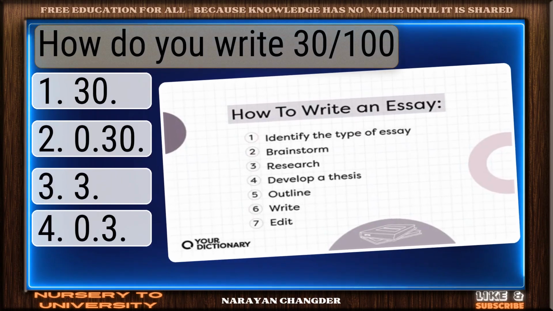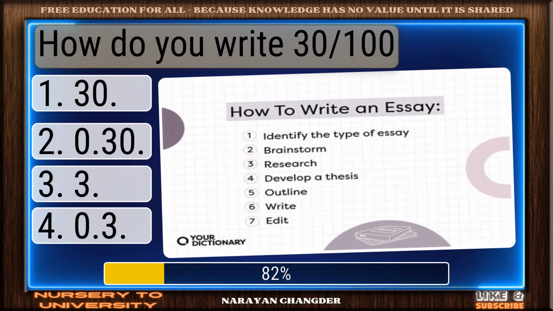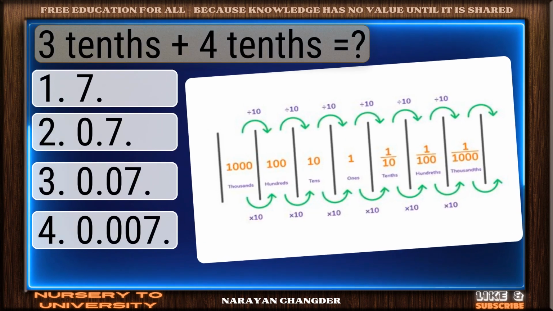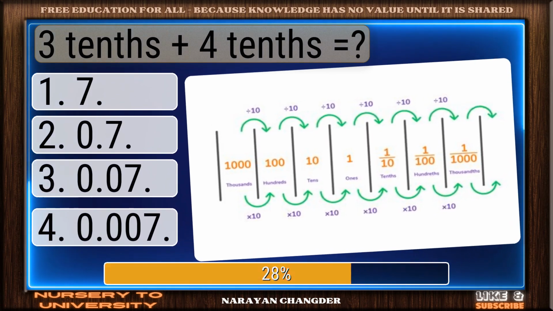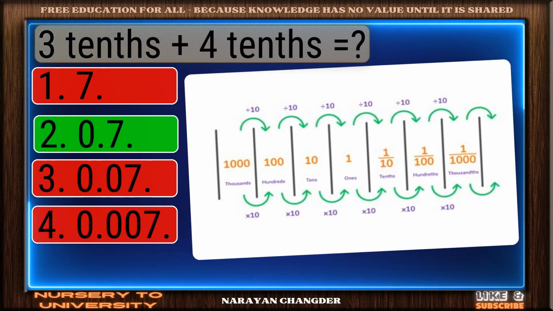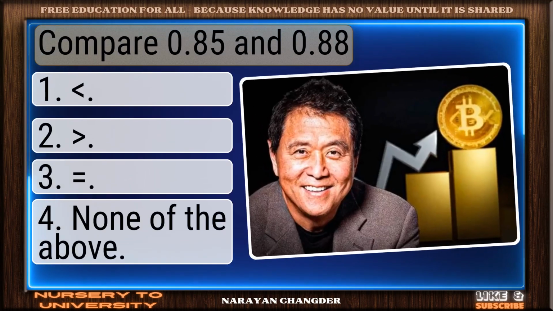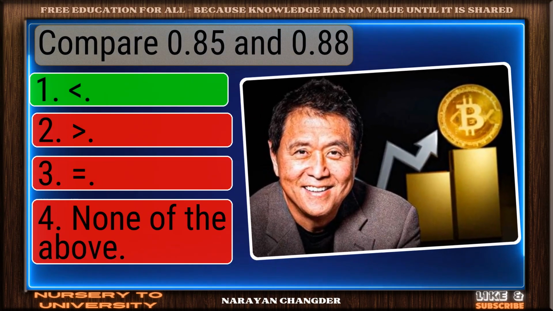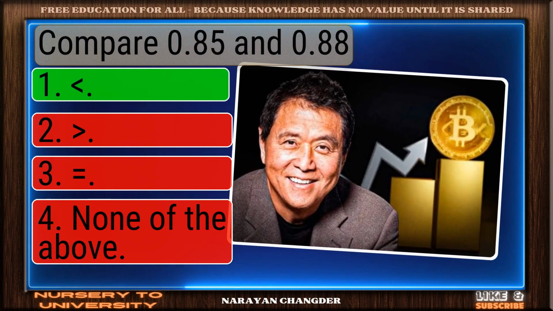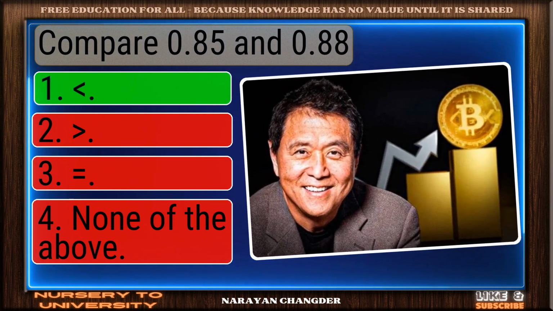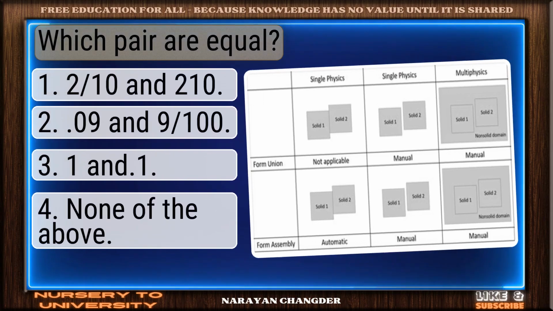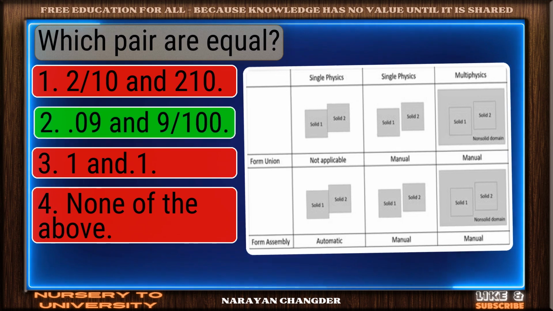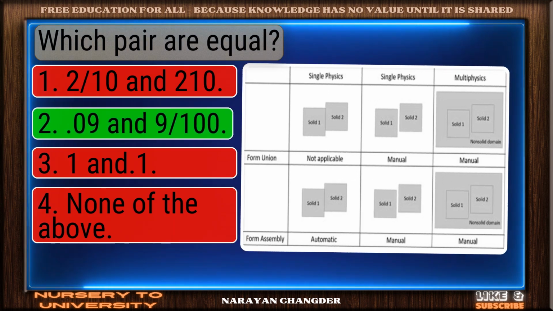How do you write 30 hundredths? Bravo. 0.30 is the answer. 3 tenths plus 4 tenths equal to. 0.7 is true. Compare point A5 and point A. Clear logic. Your choice is sound and 100% true. Which pair are equal? Right choice. 0.09 and 9/100 is the best answer.